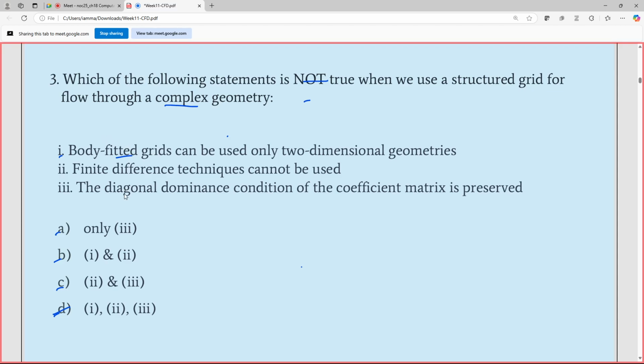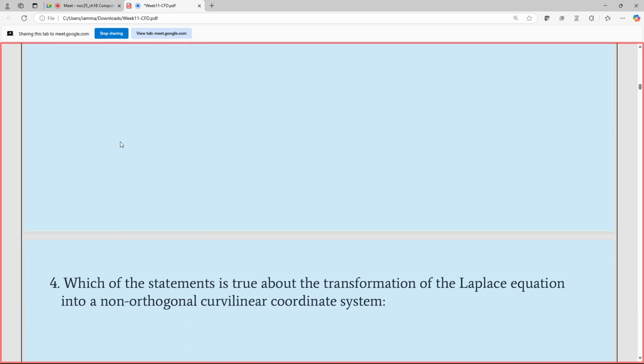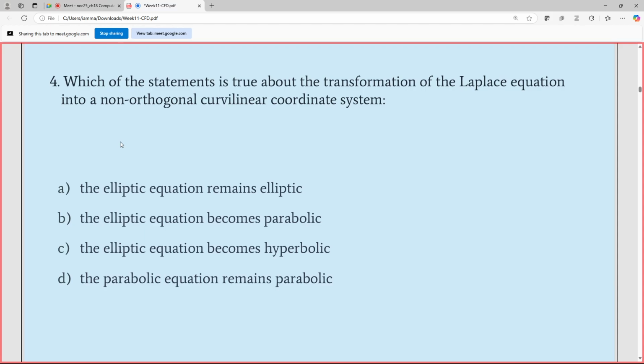And diagonal dominance condition matrix preservation, this statement is also not always correct. So all the three statements are wrong. So our answer is option D. That is all of them, all the three statements. Here also option D. Okay, moving to next question.